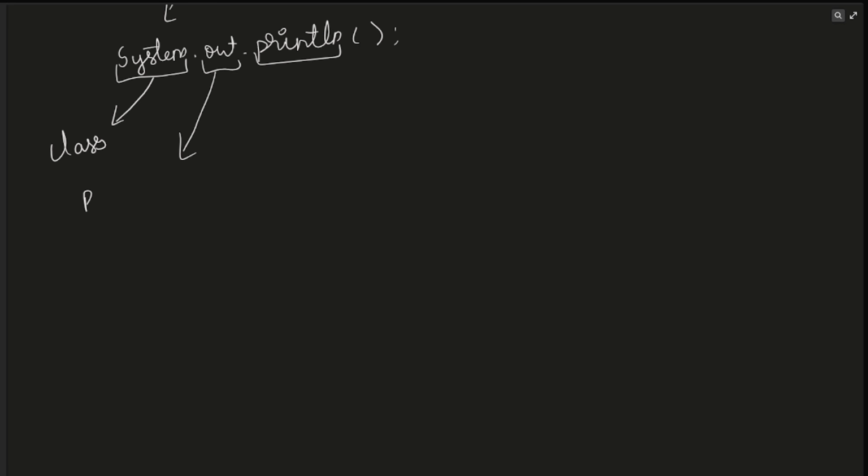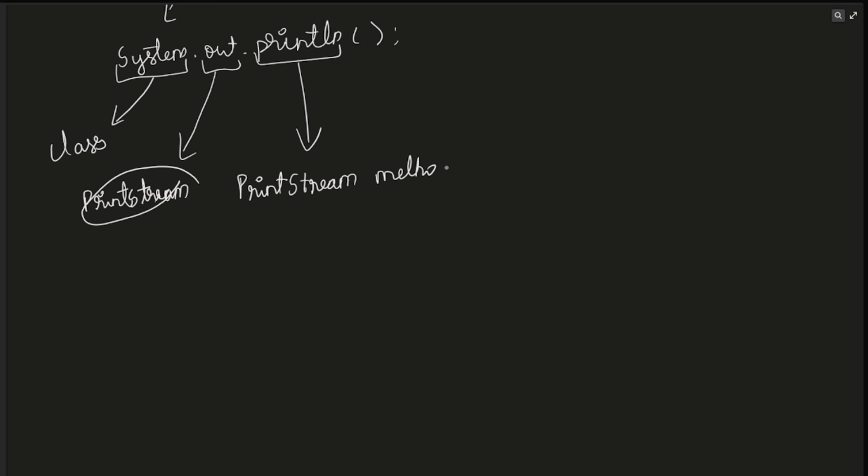We have a class PrintStream, which is one of Java's inbuilt classes. This PrintStream class contains a method println, like how we have the dot equals method in strings. It's the same way. The println method is present inside the PrintStream class.